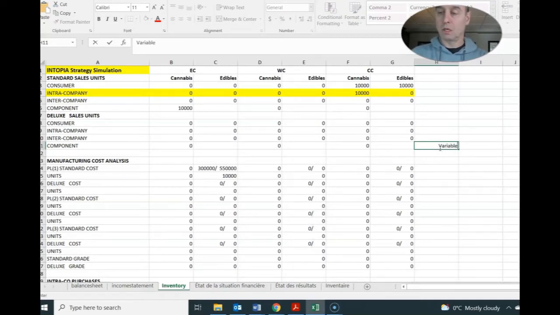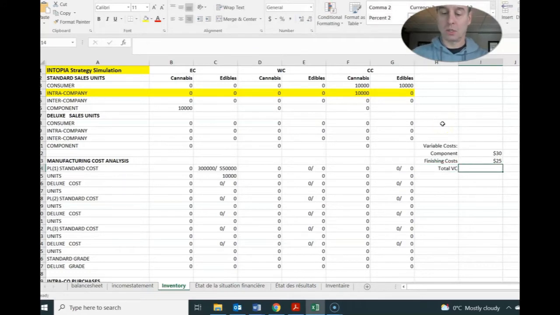Variable costs of edibles, they're made up of the component costs. So the cost of the cannabis that went in there, and that was $30 per unit, and then the finishing costs, or whatever you have to do to it to make it an edible. Put it into that gummy bear shape, I guess. So there's that $25 per unit for a total variable cost of production of $55. Okay, having issues typing today. So that's where that is.